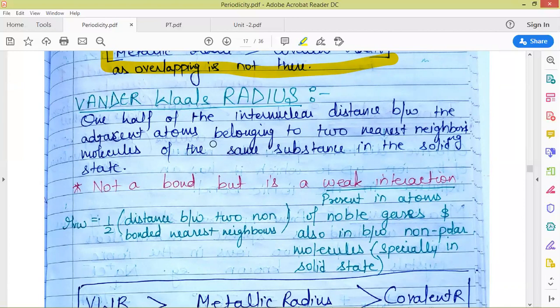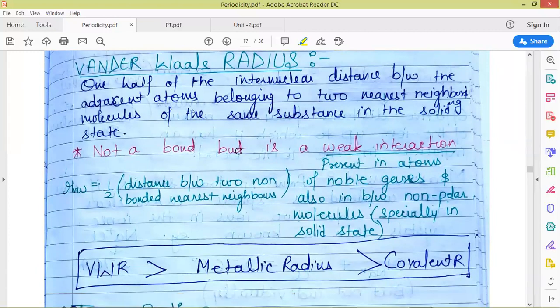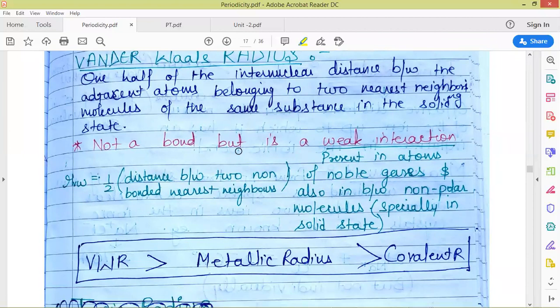So one half of the internuclear distance between the adjacent atoms belonging to two nearest neighboring molecules of the same substance in the solid state is called van der Waals radii. So this is the one half of the internuclear distance present in two adjacent molecules present in solid state, which are not bonded with each other. So these are very weak interactions in comparison to the covalent or the metallic bond.